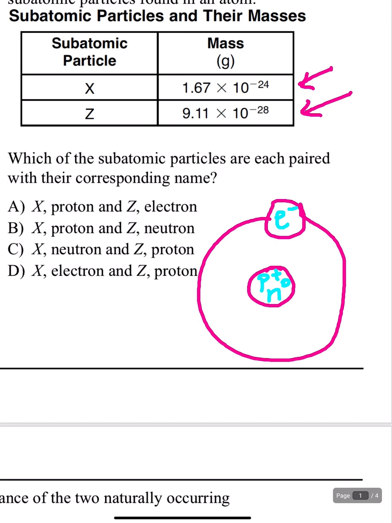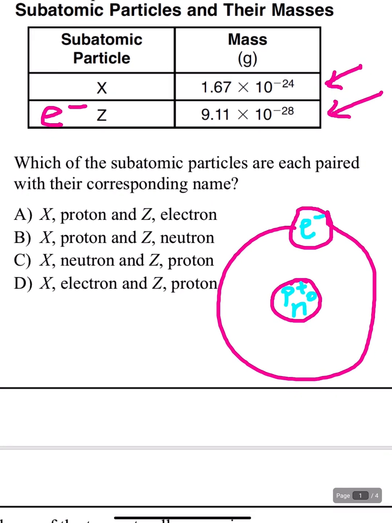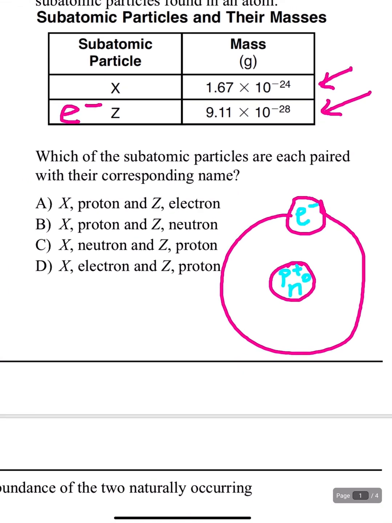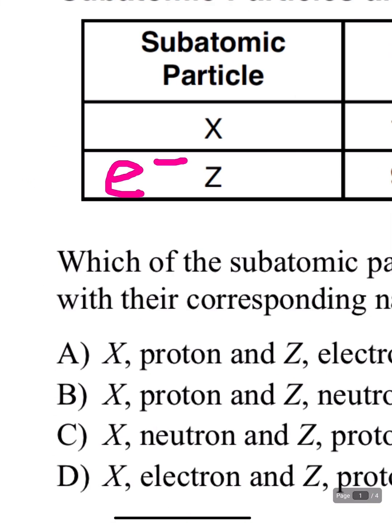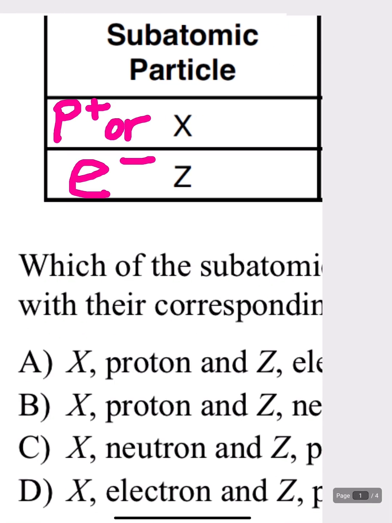Because we know that an electron has to be smaller than a proton and it has to be smaller than a neutron. Okay, so I take a look at these two numbers and I see that the Z must represent the electron because that is the smaller number. The power to negative 28 means that there's going to be more zeros in front of that 9. And so the X can either represent a proton or a neutron.